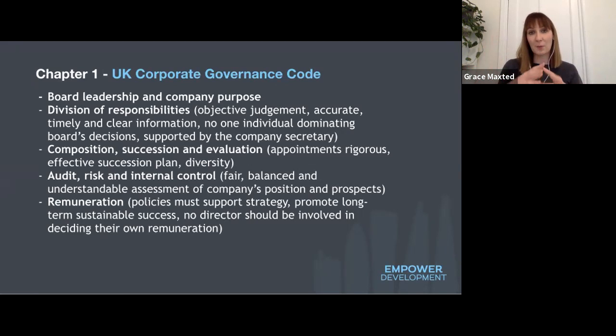So just to give you a brief overview, we've got the UK Corporate Governance Code here. The first part of it focuses on the actual board's leadership and what is the purpose, what is the mission statement of the company. Then we have the division of responsibilities. So how do we make sure that within the board, no one individual is taking control and dominating all the decisions, making sure that they're supported by the company secretary, making sure that they're giving out clear information.